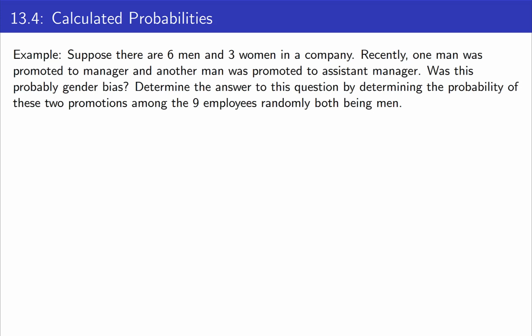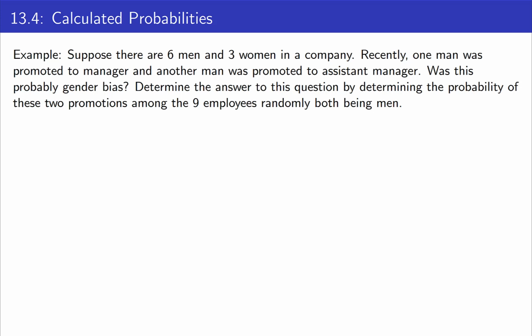For our first example, suppose that there are 6 men and 3 women in the company. Recently, one man was promoted to be the manager, and another man was promoted to be the assistant manager. We want to know, was this gender bias? Now keep in mind there are twice as many men as women in the company. We don't really know very well just from looking at it. Maybe? Hard to say. There are more men than women, but they were both men that were promoted.